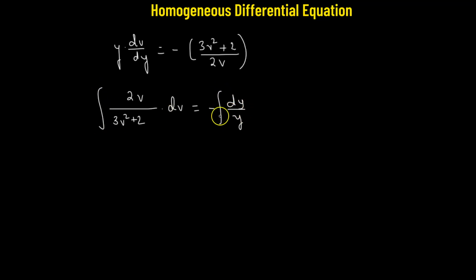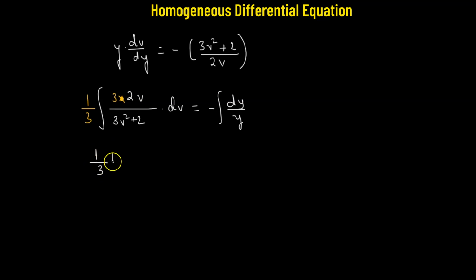We can integrate both sides. To integrate the integral on the left hand side, we will multiply with a factor 3 and then divide by 3. The reason behind this: if we use the method of substitution and let 3v squared plus 2 equal some variable and differentiate both sides with respect to v, we will obtain 3 times 2v, which is 6v dv. You can perform the calculation. This is a very simple integral. I'll go ahead and write the result.